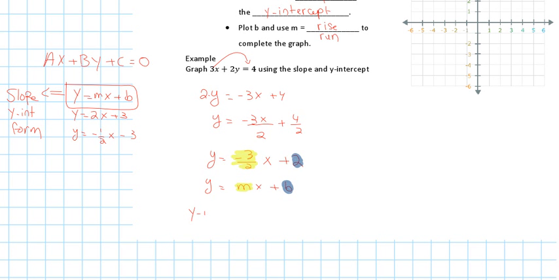And your slope is negative 3 over 2. That's all you have to do. So now it's written in slope y-intercept form. Now we have to graph.